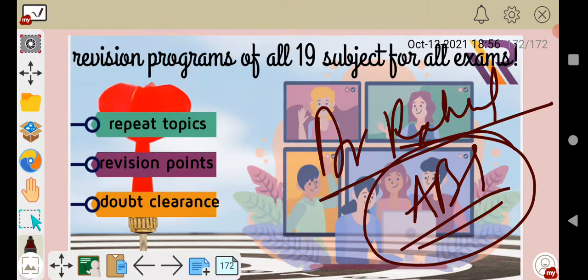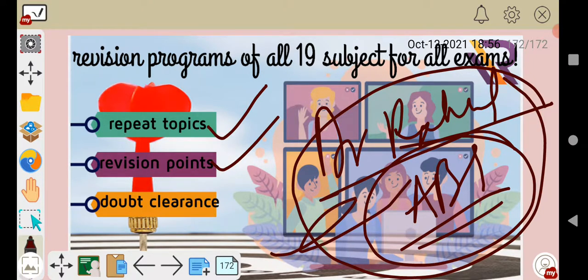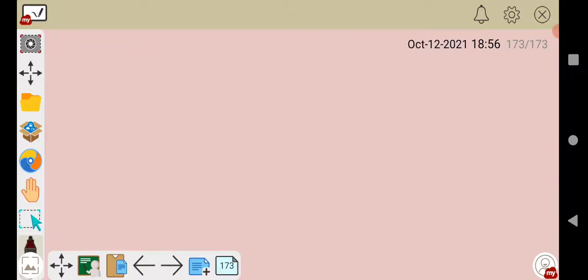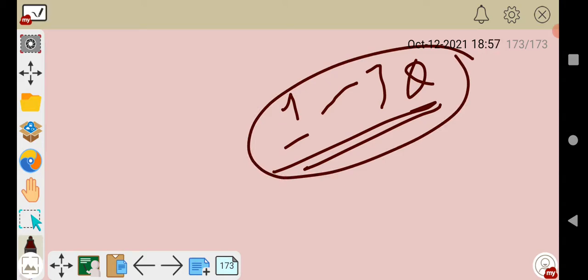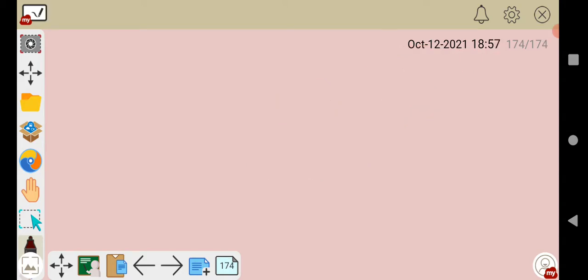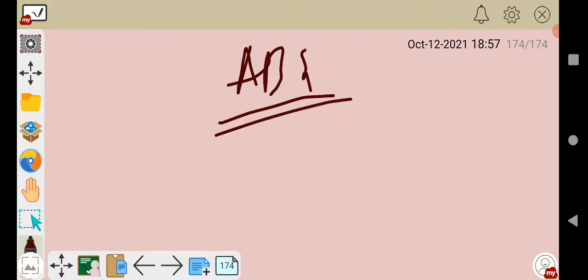I'll be discussing the repeat topics and the revision points from this topic, ABG. Almost every year, I saw 1 to 3 questions repeated from this topic. You can check any paper, any paper. So it is a very important topic. Before starting, I will just give an intro about ABG. ABG is the arterial blood gas analysis.